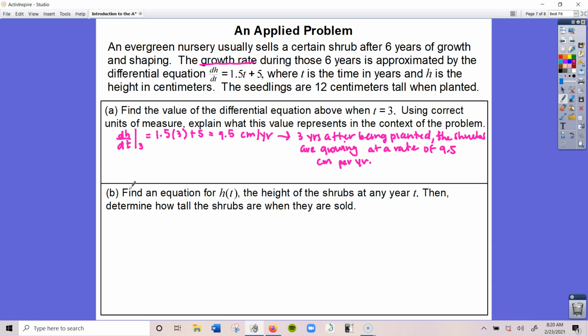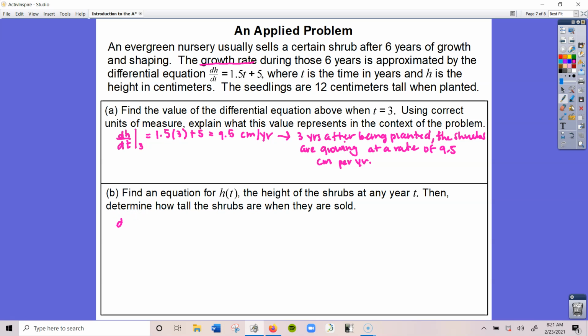Now for this next one, it says to find an equation for h of t. So now we're going backwards. We have the derivative, but we want the function, the height of the shrubs at any year t. Then determine how tall the shrubs are when they are sold. So first let's try to find the equation for h of t.